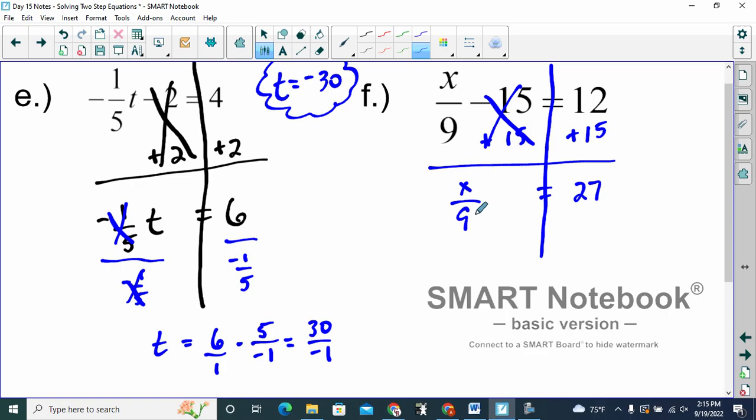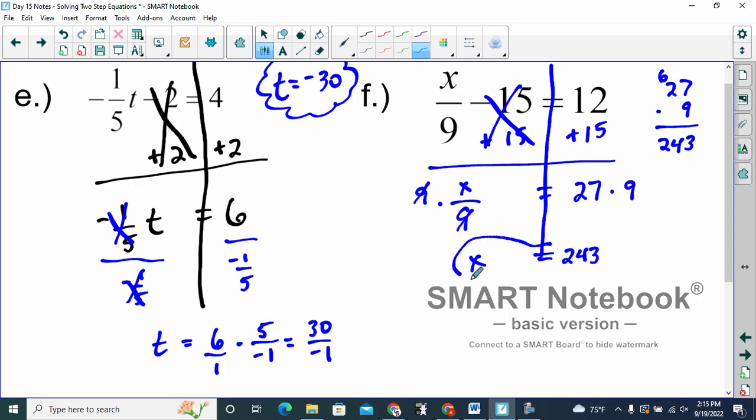I want to think about what is happening to our x. We are dividing by 9. We undo division with multiplication. We're going to multiply both sides by 9. So I get x equals 27 times 9. 9 times 7 is 63. 9 times 2 is 18, plus 6 is 24. X equals 243.